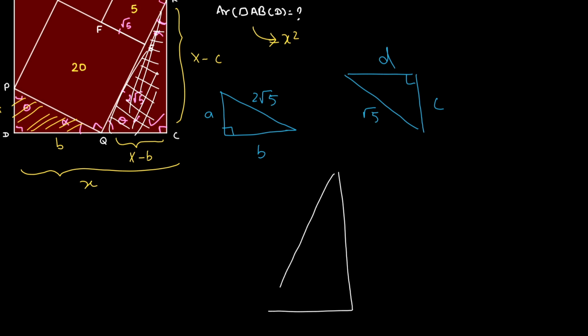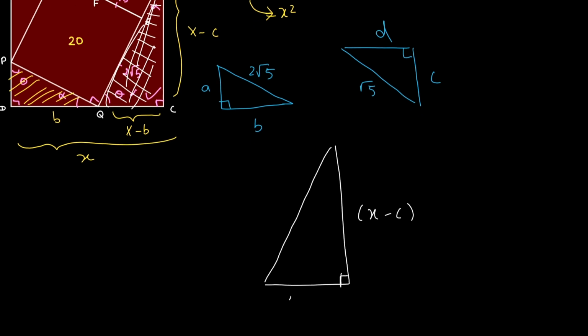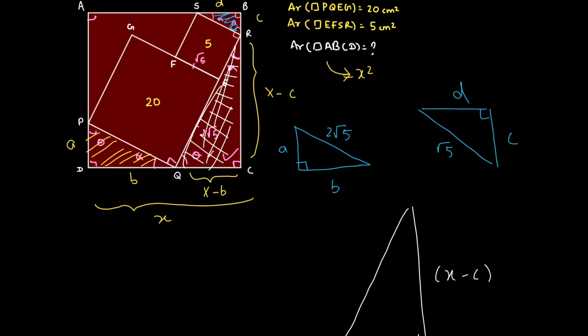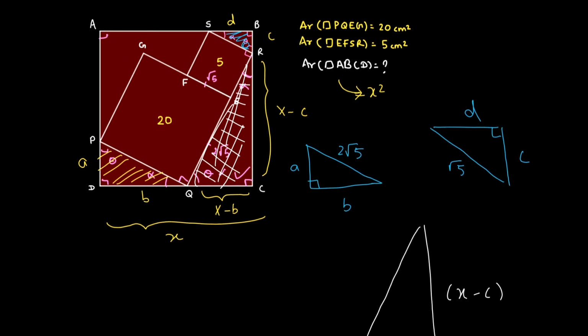Okay, so first of all, here we have the 90 degree. The height of this right angle triangle is x minus c. The base of this right angle triangle is x minus b. Now what can you say about the hypotenuse? So look carefully. This right angle triangle has a long hypotenuse from this particular point to this point.